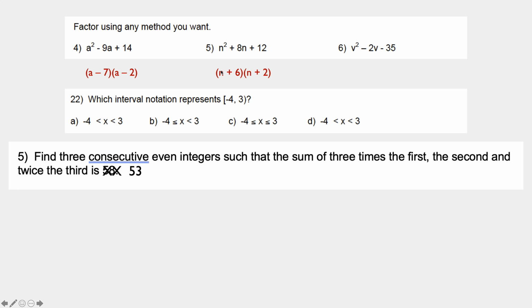For 5, quick mental check. n times n is n squared. n times 2 is 2n. 6 times n is 6n. 6 times 2 is 12. Perfect. Number 6, what 2 numbers multiply out to -35?